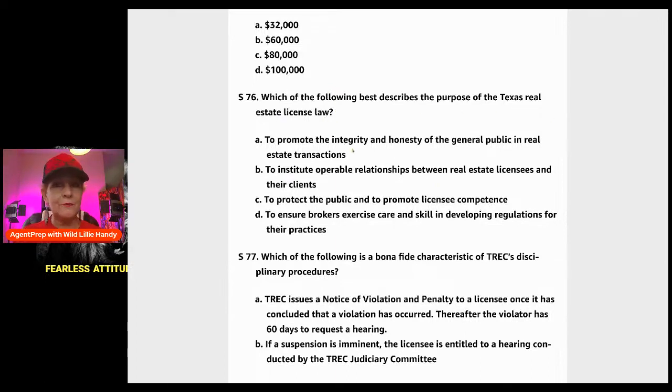Okay, so this is a Texas question, as the questions on here are mixed Texas and national. So it applies for other states. However, this is a practice Texas real estate exam. So type your answer in the chat.